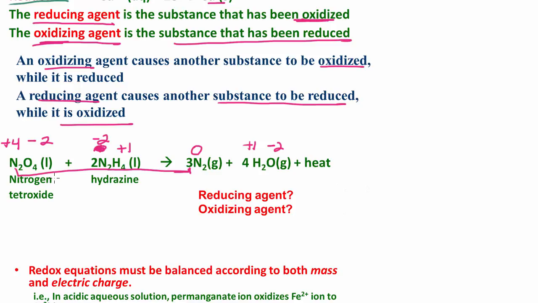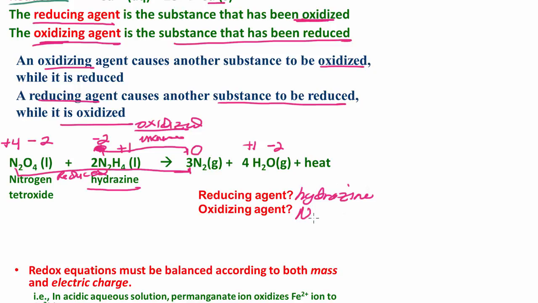So that means that the dinitrogen tetroxide has been reduced. And then here, our nitrogen goes from a negative 2 to 0. So what we see is an increase in oxidation number. So the hydrazine has been oxidized. The reducing agent is that which was oxidized. That's the hydrazine. And the oxidizing agent is that which was reduced. So that's the dinitrogen tetroxide.